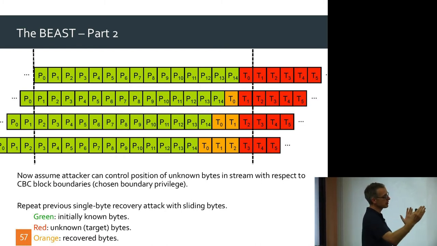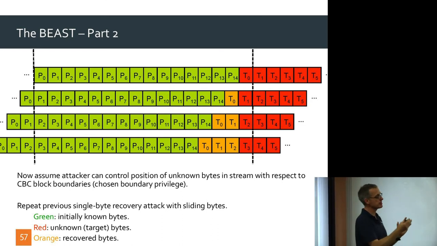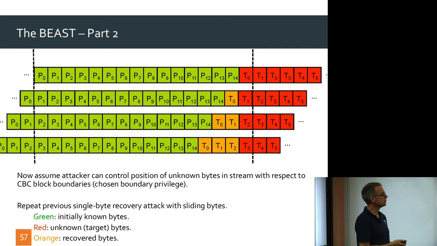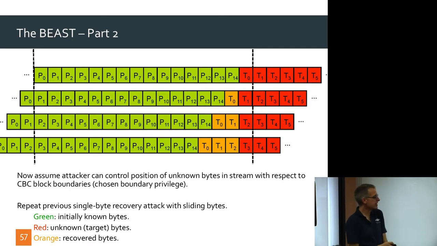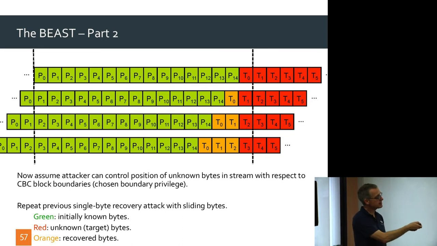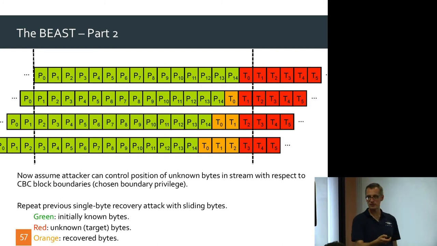And we assume that the attacker can move this around so that he can arrange that he knows certain bytes and doesn't know other bytes. So what does he do? Well, we just do the previous attack, but we slide things around. So now the attacker targets that last byte just using the previous attack. He recovers it, and then he moves everything to the left one position. So T0, he's now recovered. T0 was here, target byte 0. He now shifts everything to the left one position and targets this byte in the same attack. And each time he's shifting one byte to the left, recovering one more byte of plaintext.